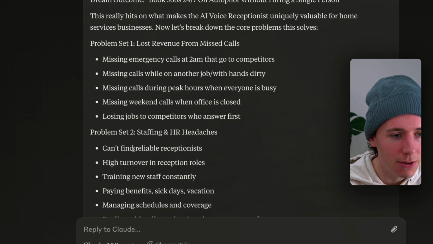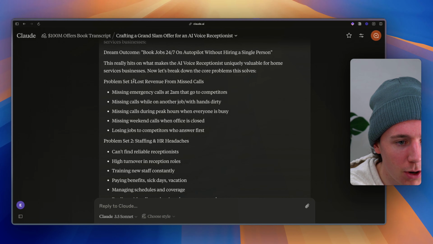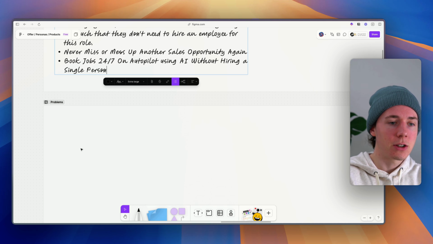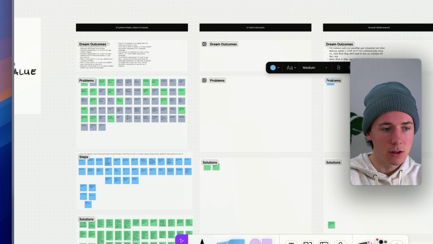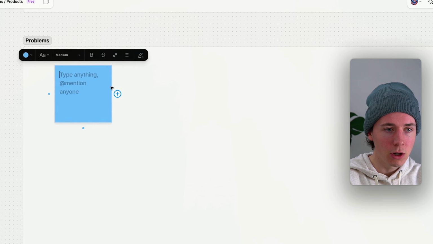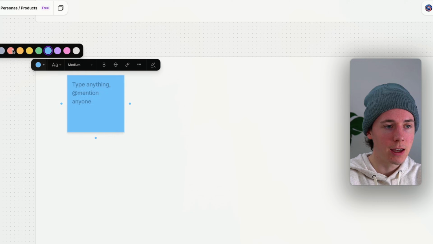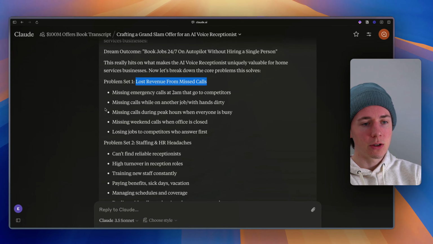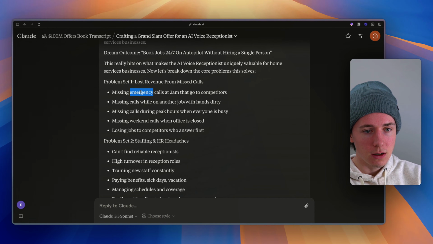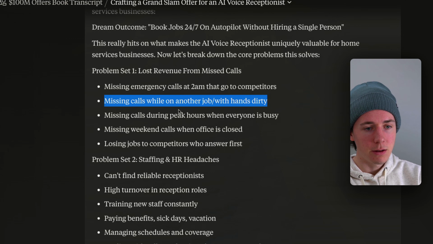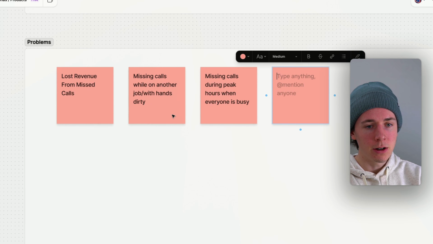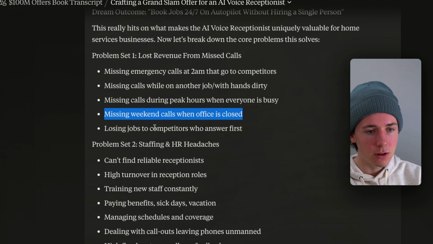So now we're going to identify the problem set. Problem set: lost revenue from missed calls. That's actually huge. We're going to start listing out as many possible problems as we can. Lost revenue from missed calls, missing calls while on another job, missing calls during peak hours, missing weekend calls when the office is closed.